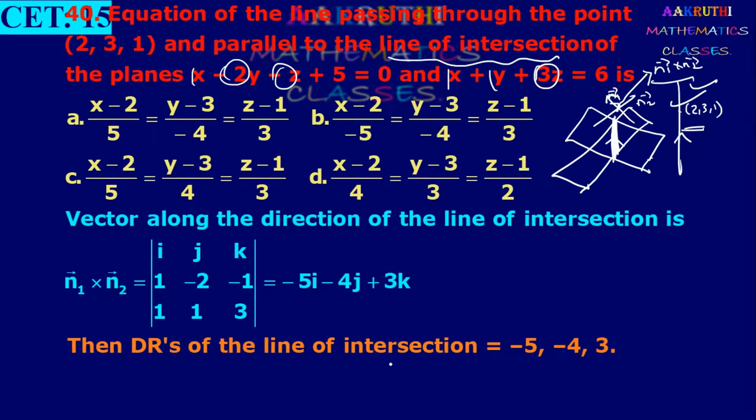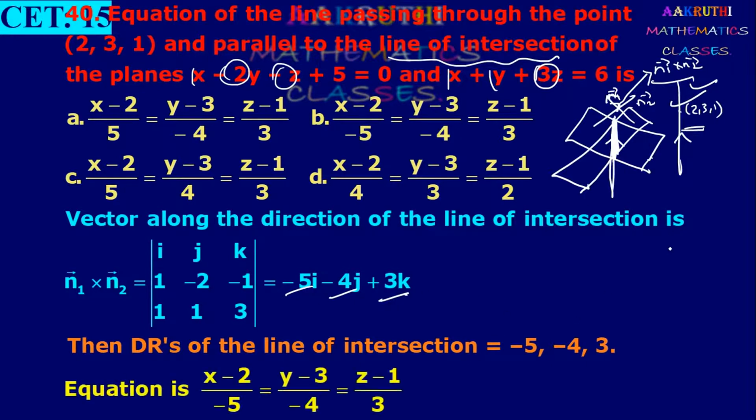Therefore the direction ratios of the line of intersection are minus 5, minus 4 and 3. Therefore the direction ratios of the required line are also minus 5, minus 4, 3. So its equation is (x minus 2) divided by minus 5 equal to (y minus 3) divided by minus 4 equal to (z minus 1) by 3.